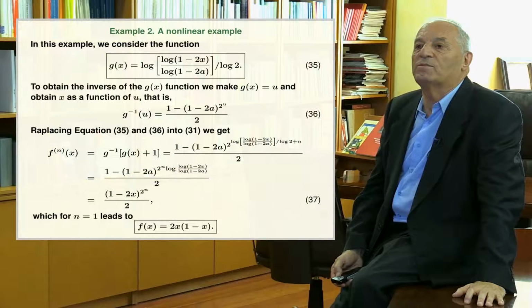Our second example is a nonlinear example in which the g function is the one given at the top of the slide. To obtain the nth iterate from 30, we need the inverse function of g, which can be obtained from 35, making this expression equal to u, and obtaining x as a function of u to get the expression 36. Now we replace g and its inverse into 30 and get 37. Finally, with n equal to 1, we obtain the function f at the bottom of the slide.